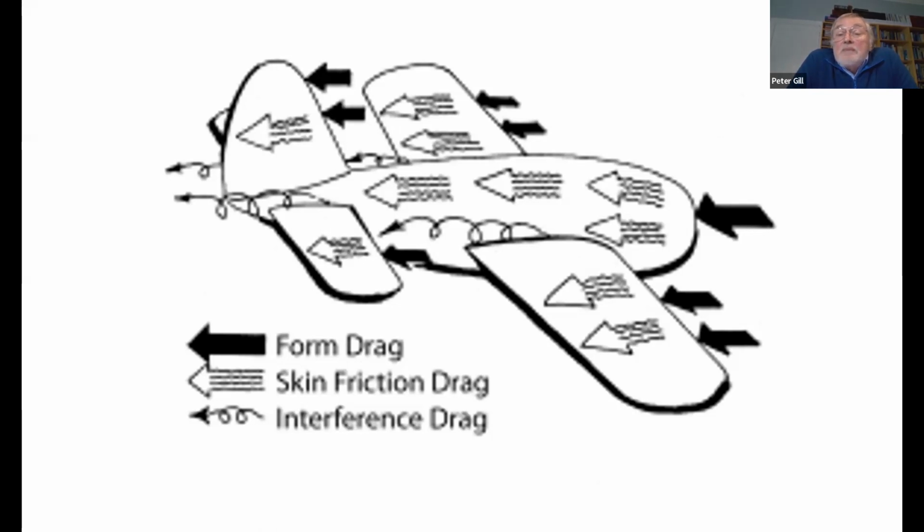First one, form drag. The air simply has to move aside to let the aircraft through. The energy to push it to one side and bring it back together again is form drag.